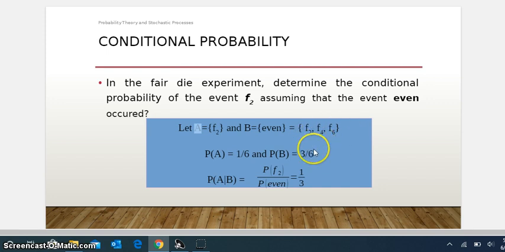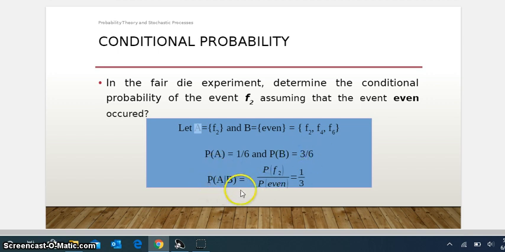We already know the total number of events that occur when you conduct a die experiment. How many are there? 1 to 6. So there are 6. So P of A will be equal to, because in A we have only F2, so P of F2, which is P of A, is only one event, so 1 divided by 6. Coming to P of B, it is even. So even elements are 3, so 3 divided by 6 is P of B.